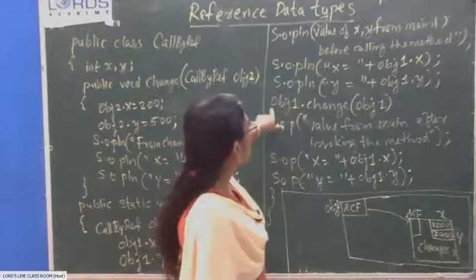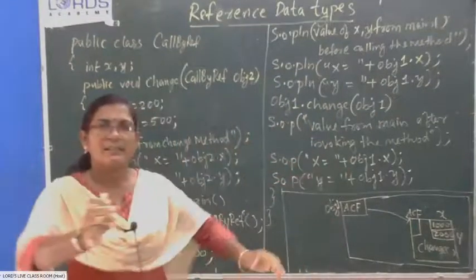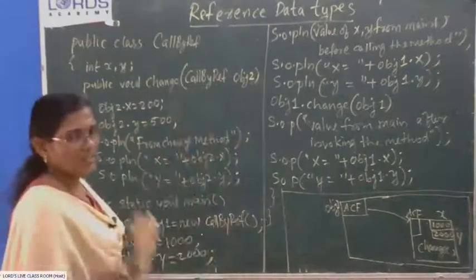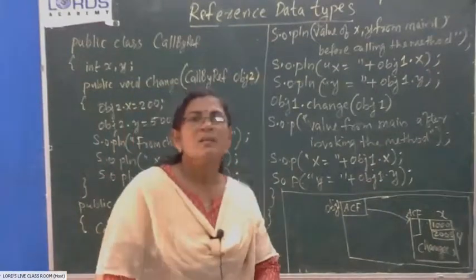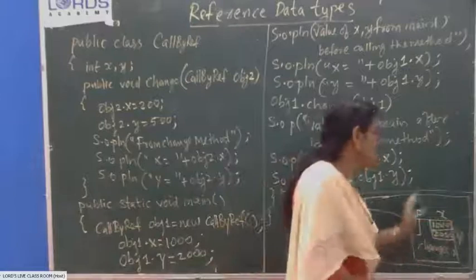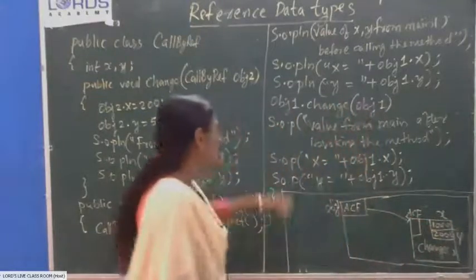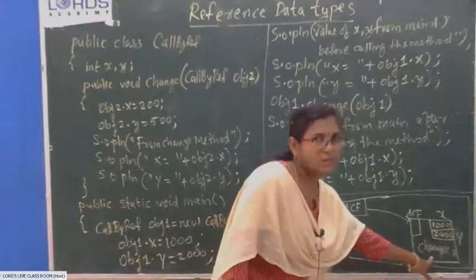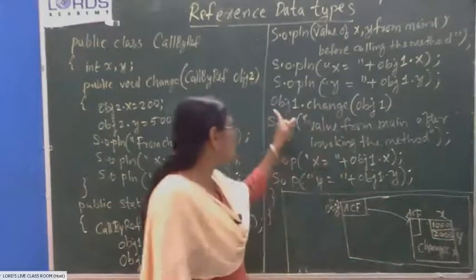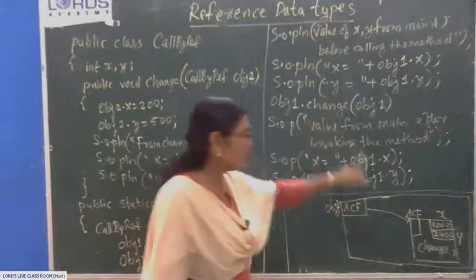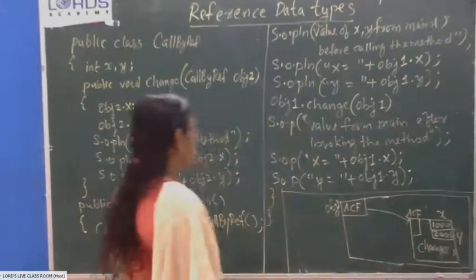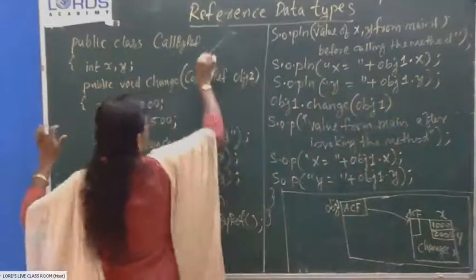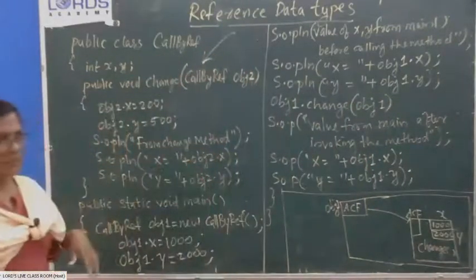we are calling the change method. The change method is written to make some changes in the value of the object. Assume that the change method is written to make some changes in the value of this particular object. So obj1's change method is called. obj1.change, this change method is called. So control jumps from here to this method, comes here.